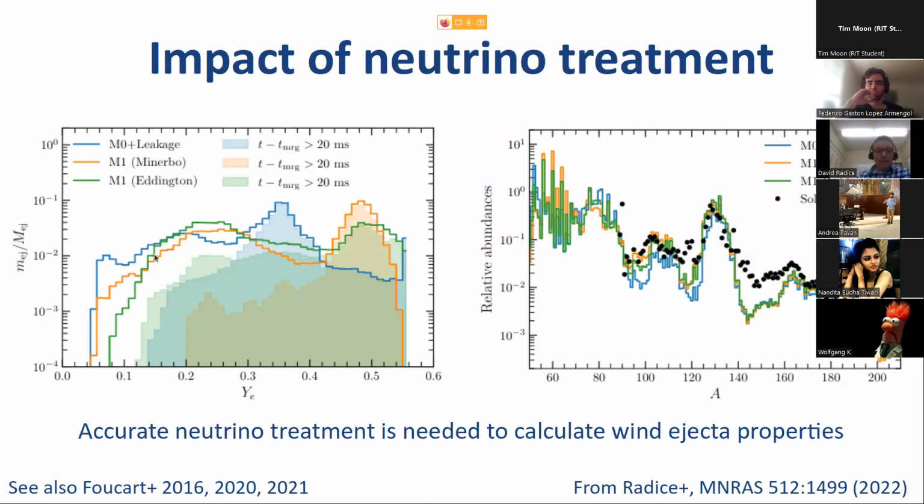We have also looked at how the composition of the outflow depends on the numerical approximation done for neutrino radiation transport. And we find that there are some systematic differences between all of these different approaches, as anticipated. However, overall, the effect on the final composition is only about a factor of a few.